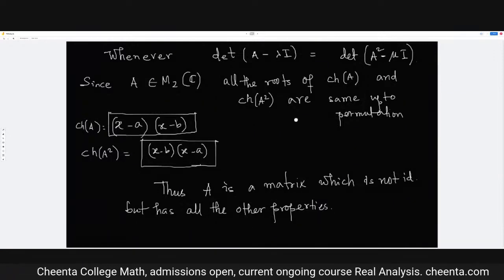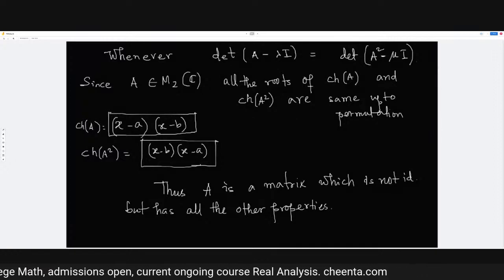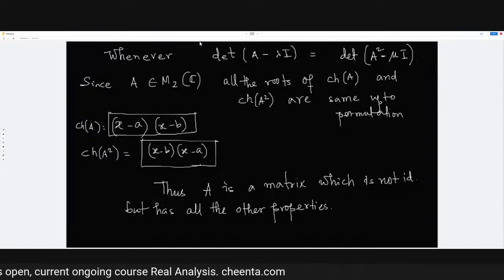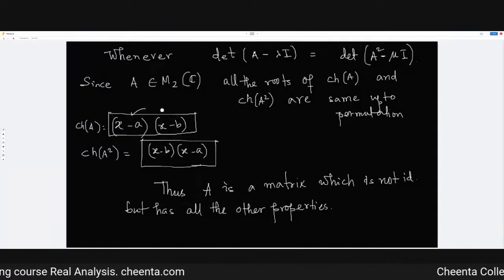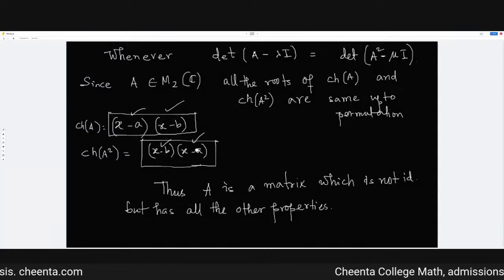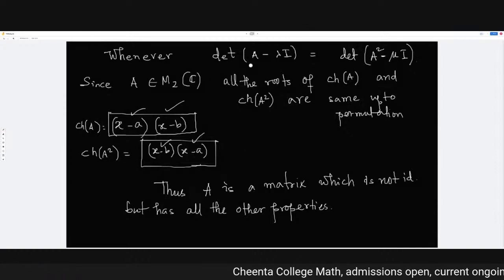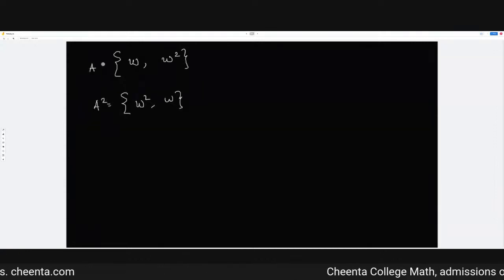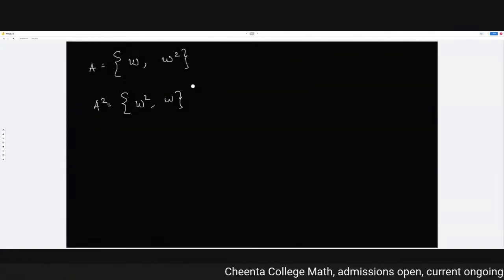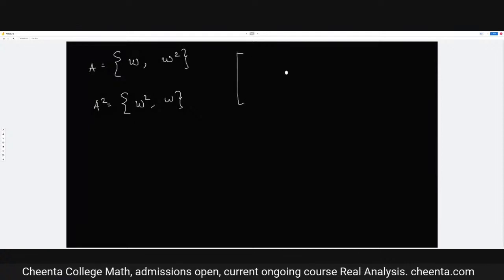So what are the important observations that we made? Since it's 2 cross 2, you can just do it. The roots will always be equal. As you can see, with the choice of our matrix, the roots of the characteristic polynomial of A are omega, omega square, and the roots for A square are omega square, omega. This is the basic thing that we had to do. Once you understand that the roots are equal in both, then you just put them in the diagonals.